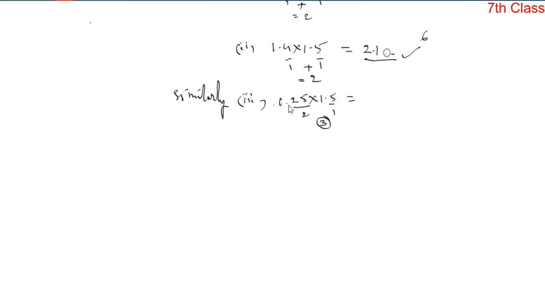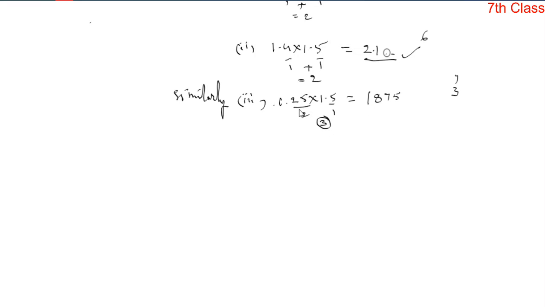Now you multiply them as whole numbers. 125 into 15. Ignore the decimal point. 125 15s are how much? 15 5s are 75. 7 is there. 15 2s are 30. 30 plus 7, 37. 3 is there. 15 1s are 15 plus 3, 18. So that means 125 into 15 is equal to 1875. Don't put commas.